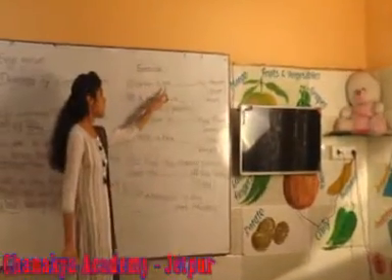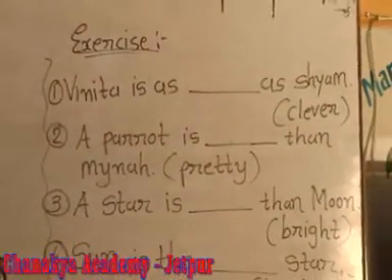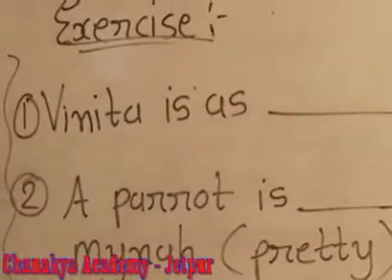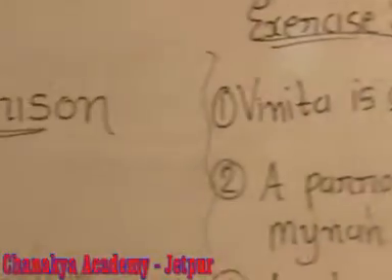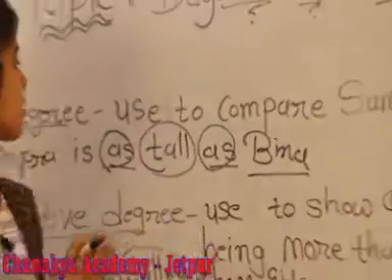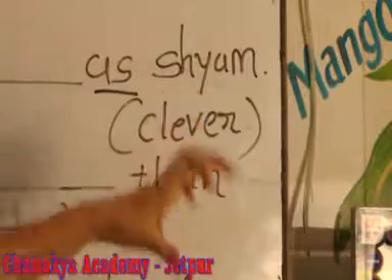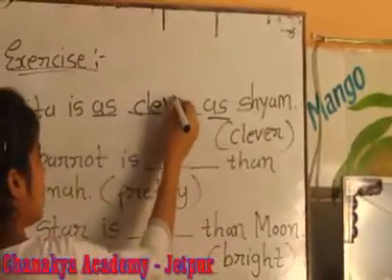Here is the exercise. The first question is, Vinita is as black as Shyam. First of all, you have to identify the degree. As I told you, there are some symbols which help recognize the degree. So there is as and as. When as is used before and after the adjective, it shows the positive degree. And when we are talking about the positive degree, we just put whatever is in the bracket in its normal form, like clever. We don't have to make changes in clever and just put it in the blank.